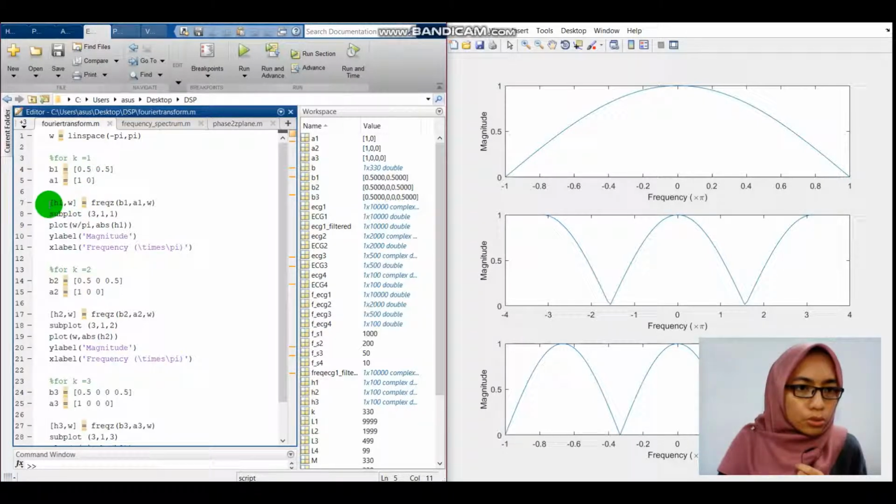And then we use the Z function to plot the filter. And this is how we plot the filter with the absolute value so that the filter is always positive. And this is the result. This one is for K equal to 1, and this one is for K equal to 2 and 3. Basically, K is the order of the filter.